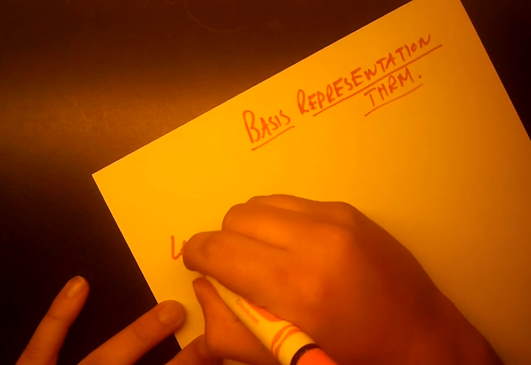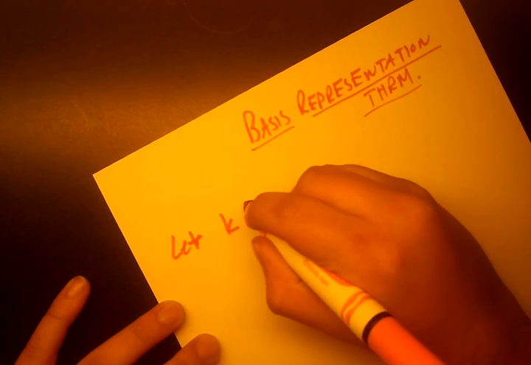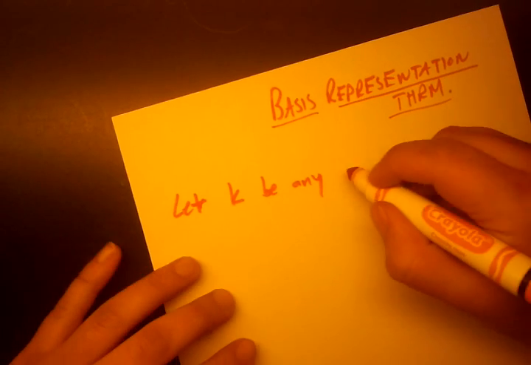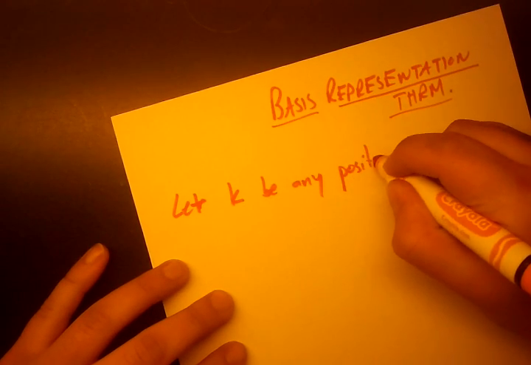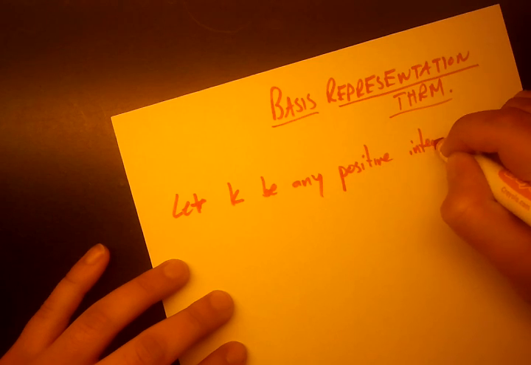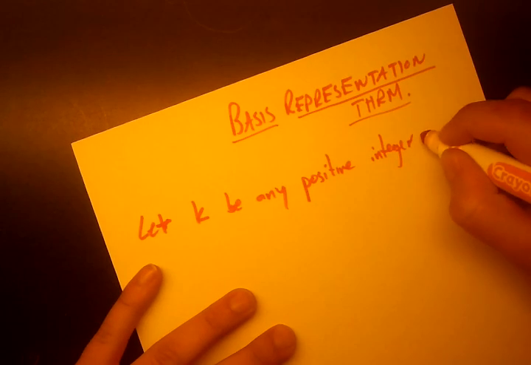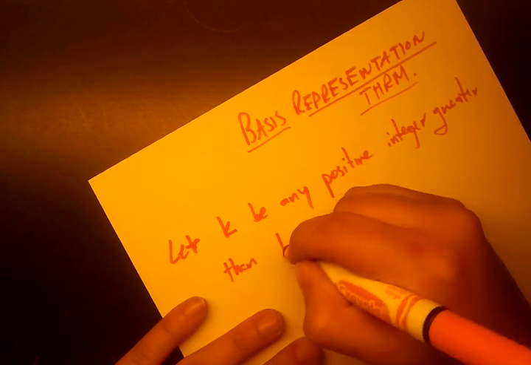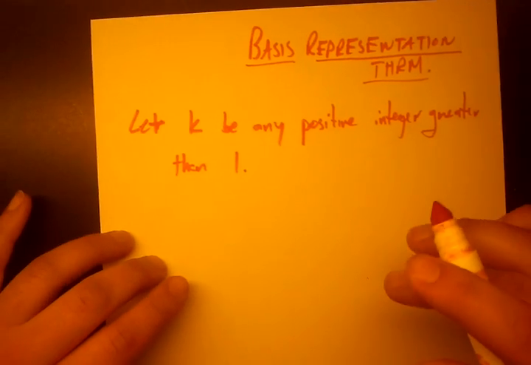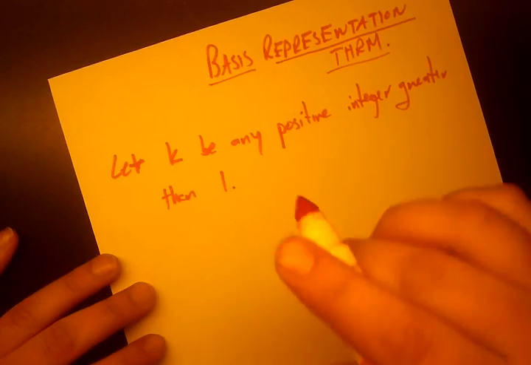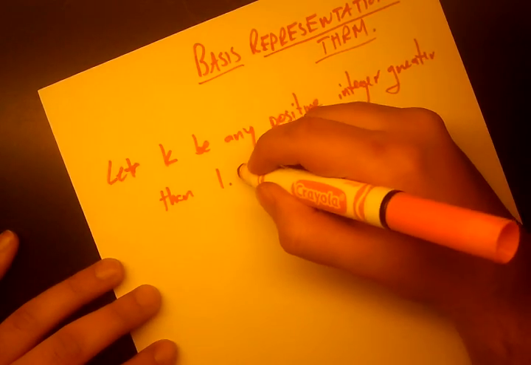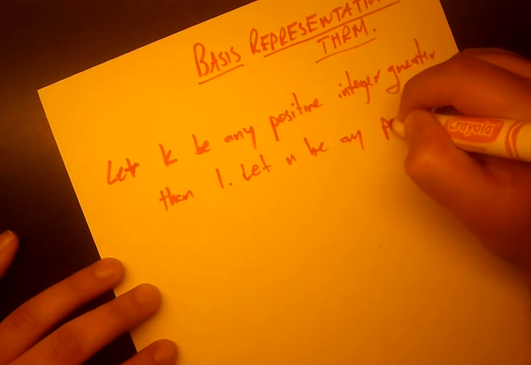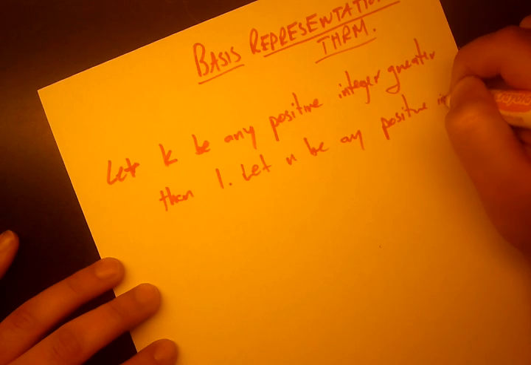So let k be any positive integer greater than 1. And this is the same definition we used for k in our theorems in the last video. And then we're going to let n be any positive integer.